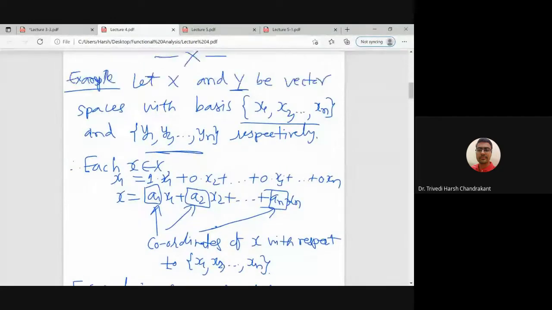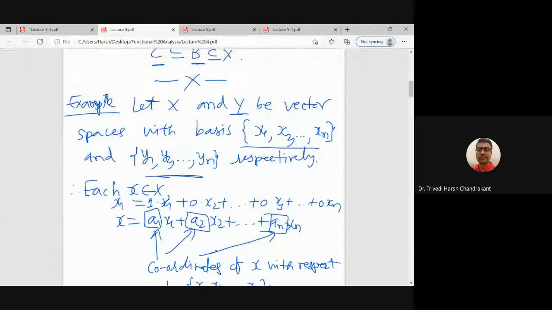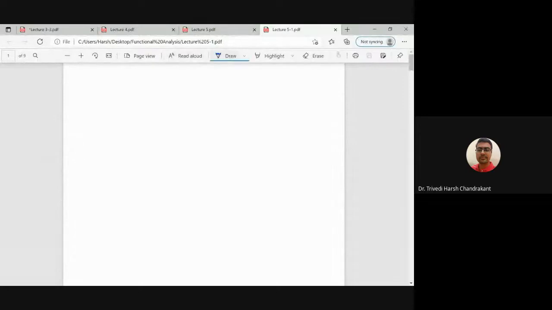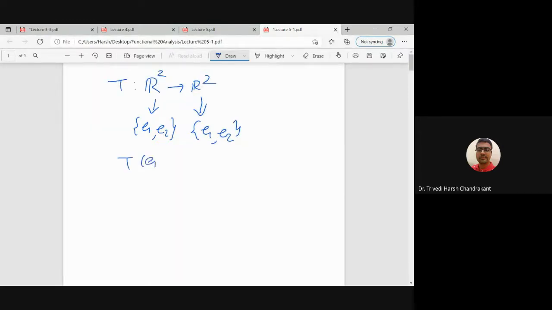And then we are discussing one result in terms of basis of a vector space. So if we have a linear transformation, so Manvi, if we have a linear transformation from R2 to R2, so we know this has basis E1, E2, this also has basis E1, E2, right? So we can find T of E1, T of E2.